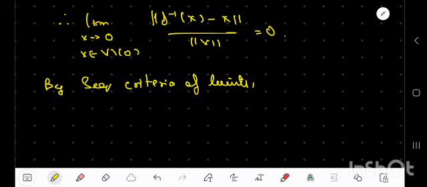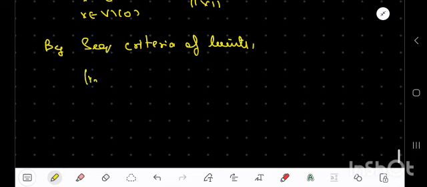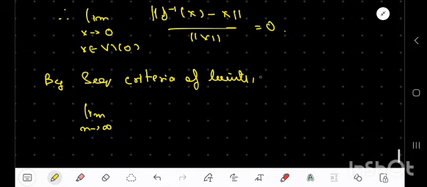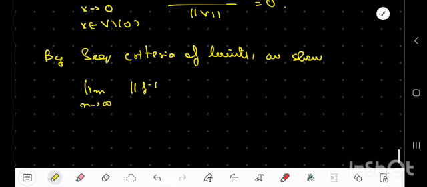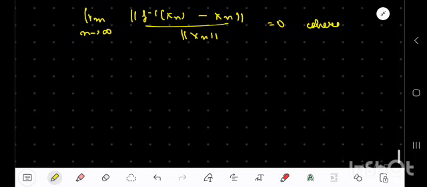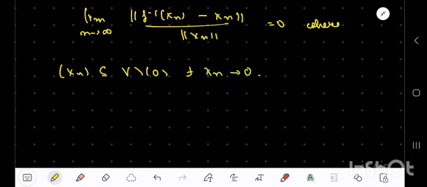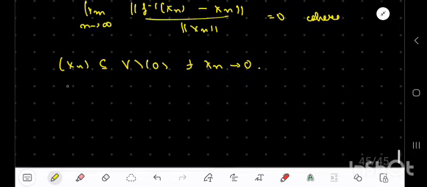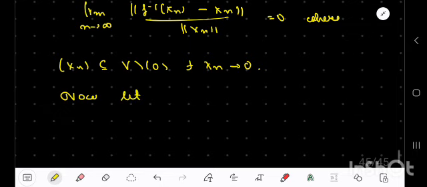By the sequential criterion of limits, this is equivalent to showing that the limit as n tends to infinity of the norm of f inverse of x_n minus x_n, upon the norm of x_n, is equal to 0, where x_n is a sequence in V minus 0 such that x_n converges to 0. Now let y_n be the sequence f inverse of x_n.